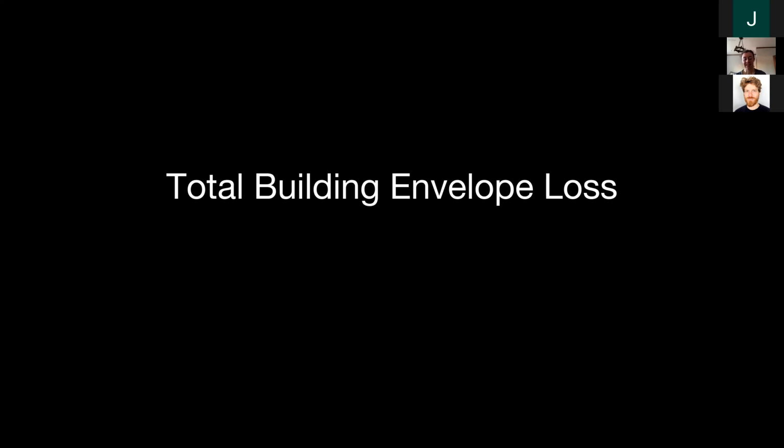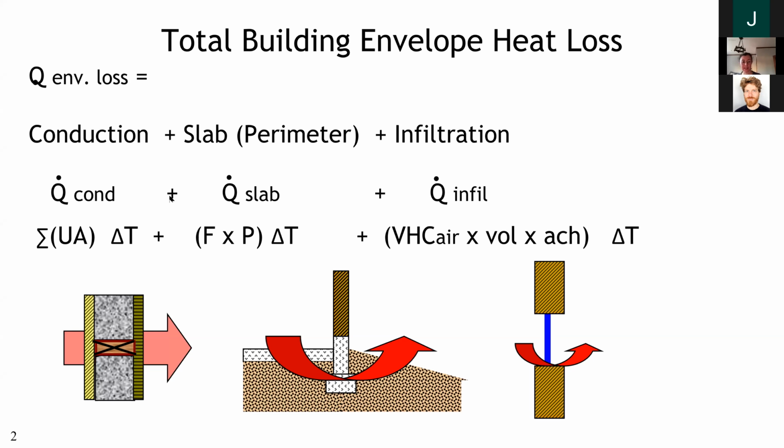So now bringing all these principles and equations together, we can start looking at the whole building envelope heat loss. We have these three portions of our envelope heat loss. We have the heat loss from conduction as measured by the sum of the UA values. We have the heat loss due to the slab coming from that F factor, the perimeter edge loss factor multiplied by the perimeter length. Then we have the heat loss due to infiltration, drawing on the volumetric heat capacity of air, the volume of the space, and the air changes per hour. And these are all multiplied by the change in temperature. So we can pull that out.